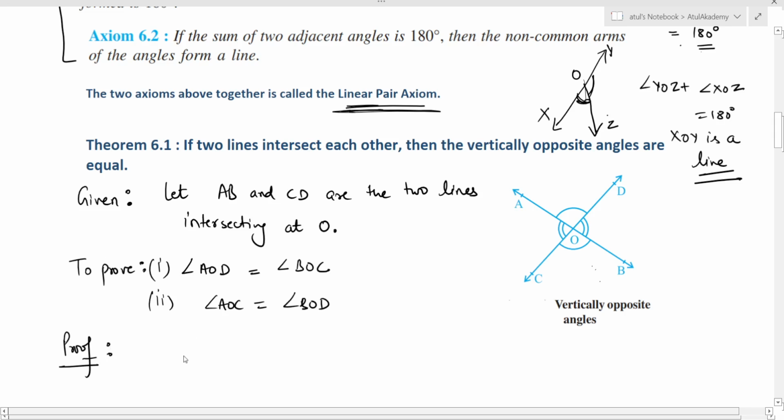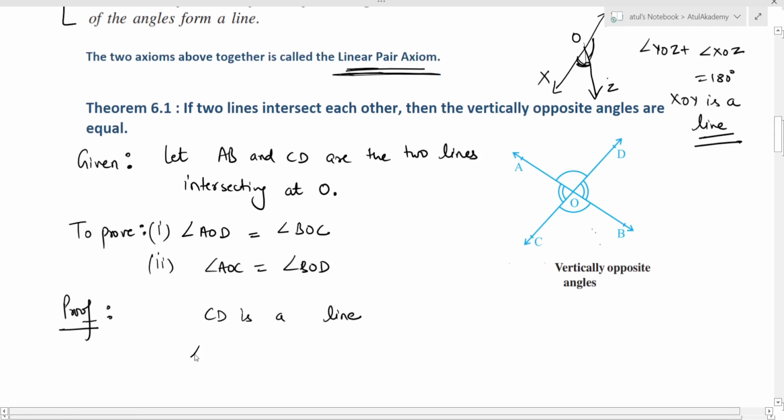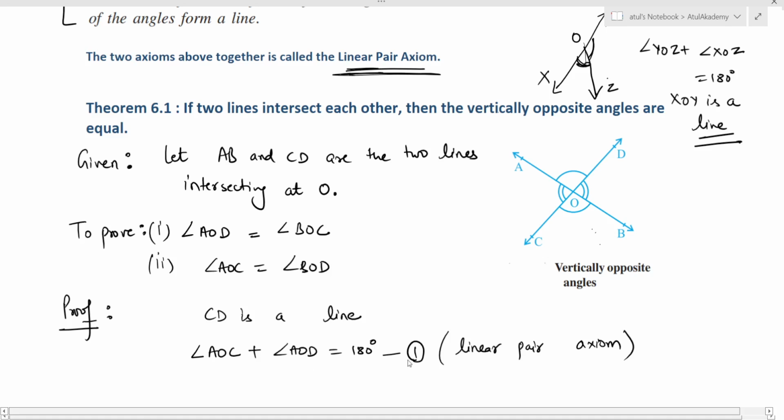How will I prove it? I'll be using this linear pair axiom. How will I start it? Let's say CD is a line. As CD is a line, I'm having two adjacent angles, AOC plus AOD is 180 degrees. Reason is linear pair axiom. You either write only linear pair or linear pair axiom completely. Both are the same thing. So I'll mark it as equation 1.